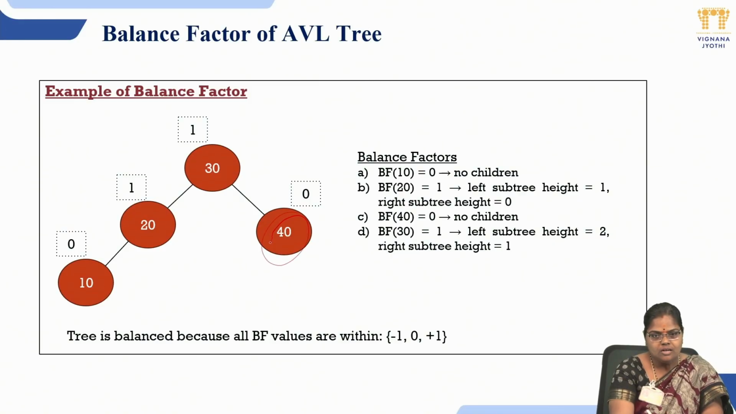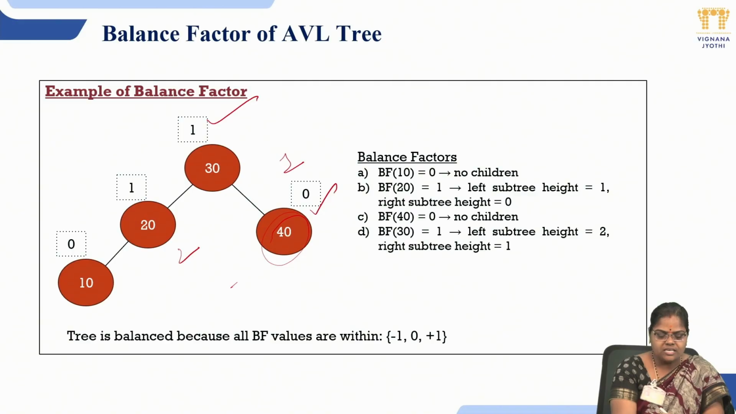Similarly, for node 40, there is no left subtree, no right subtree, so 0. Now coming to the balance factor of 30, the left subtree has got a height of 2 and the right subtree has got a height of 1. So 2 minus 1, 1. So this is how we calculate the balance factors.